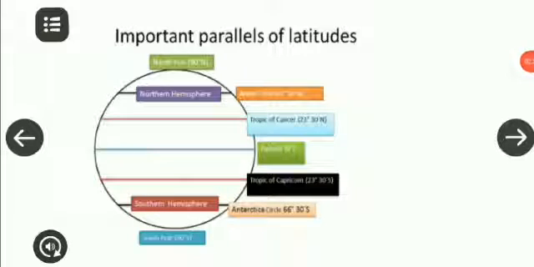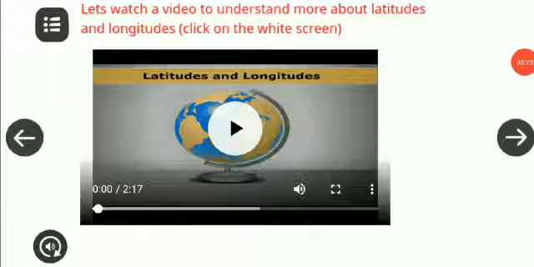So you can see an image here. Important parallels of latitude. The equator divides the earth into two equal halves, the northern hemisphere and the southern hemisphere. So in the northern hemisphere, we see the parallels Tropic of Cancer, Arctic Circle and the North Pole. Whereas in the southern hemisphere, we see the parallels Tropic of Capricorn, Antarctica and the South Pole. So children, let us watch a video to understand more about latitudes and the longitudes.